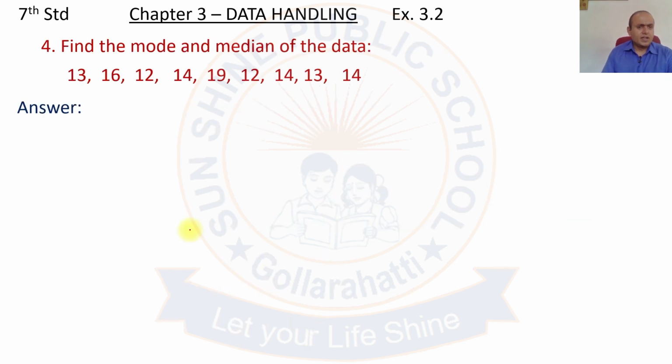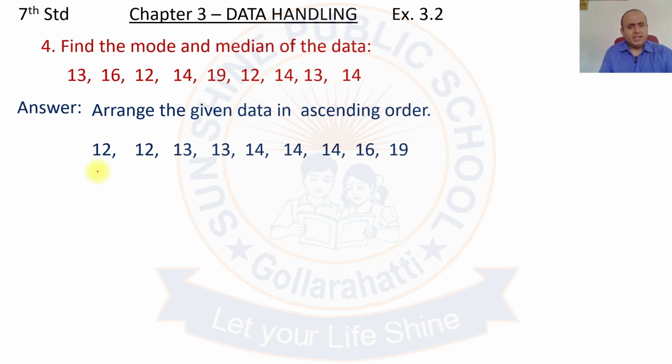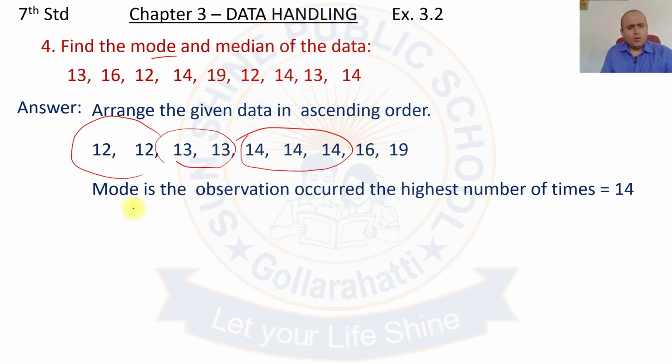Next question is, find the mode and median of the data. Here they have given the data and you have to find the mode and also the median. Let us arrange the data in ascending order first. Mode is the number that appears the highest number of times. Here number 13 appears 2 times, number 12 also appears 2 times, and 14 appears 3 times. Therefore, the mode is 14, the observation that occurred the highest number of times.